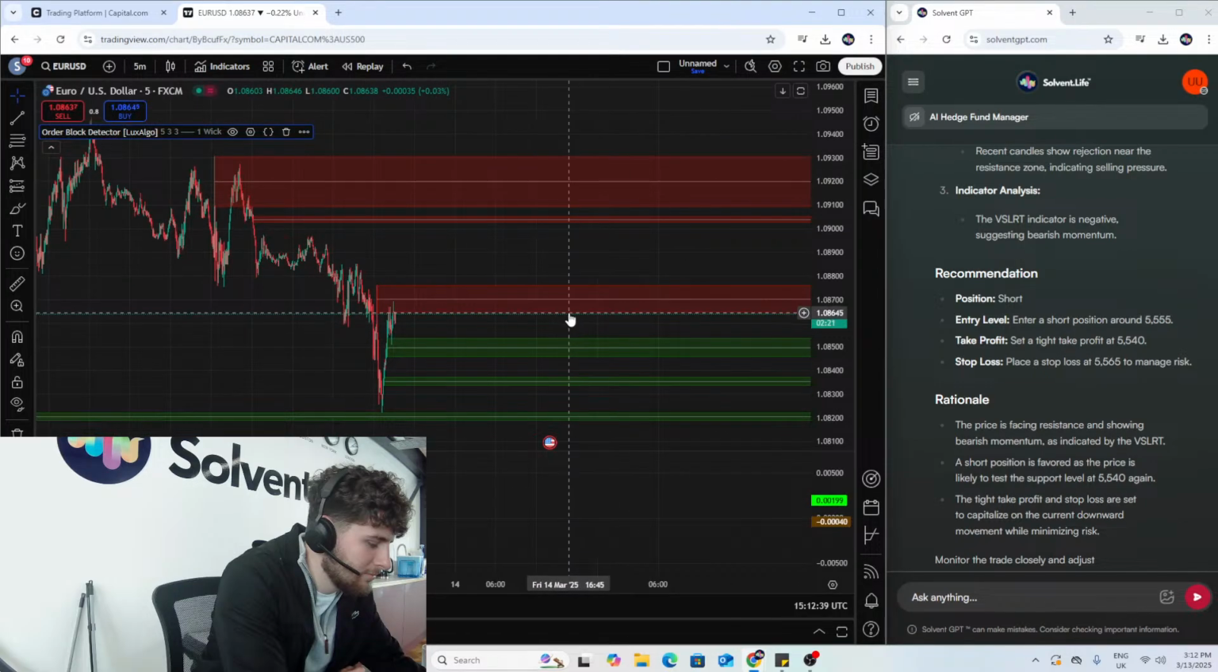We will see what happens. Not a lot of entry points today. Even the GPT was recommending levels. We unfortunately weren't able to hit those levels and accomplish the trades that were recommended.